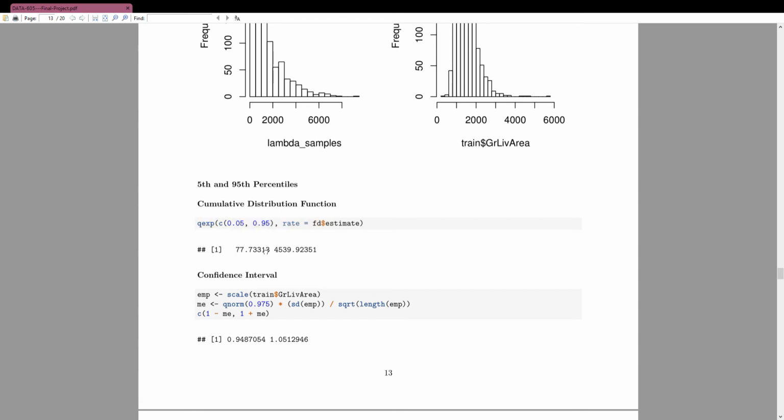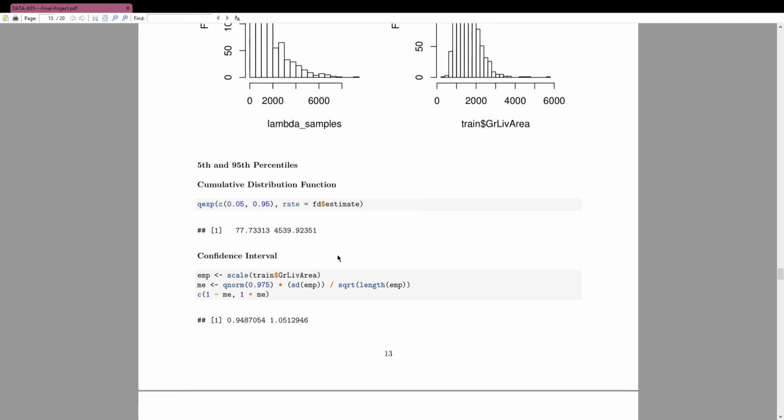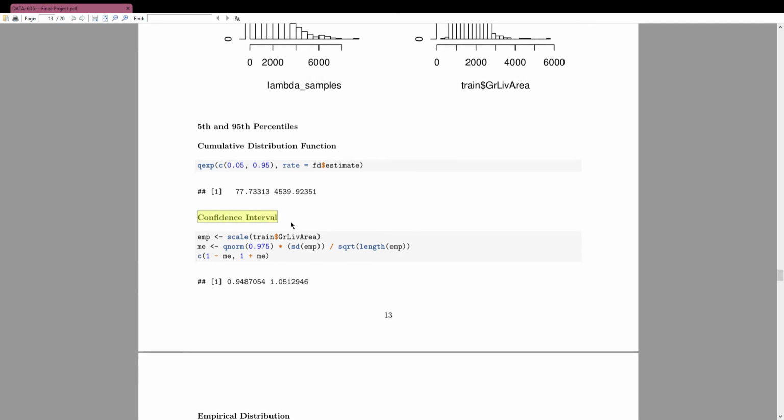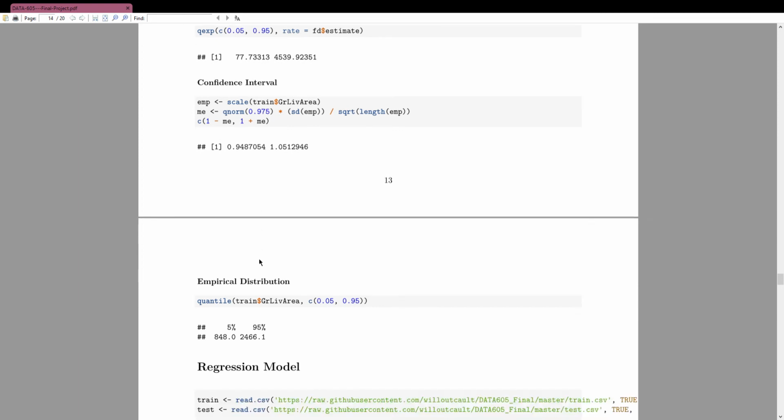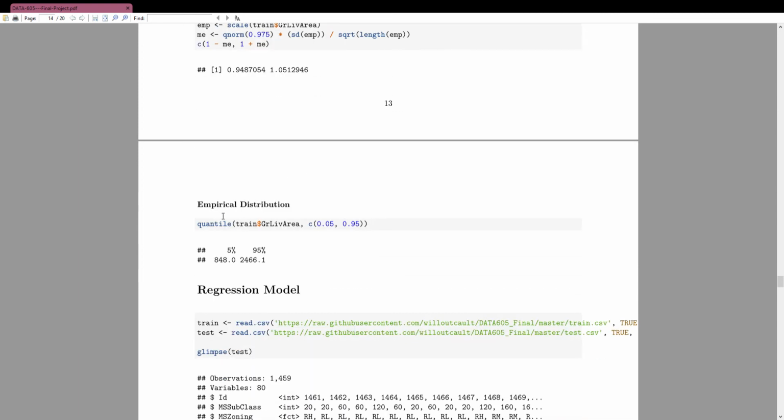Here you see 77,4539, then our confidence interval of our empirical data that is assuming normality, so we scale it, and then we take the same confidence interval, we calculate the margin of error actually, and then subtract this from our means. And here you see our confidence interval. Next, we are taking the 5th and 95th percentile of our original data.